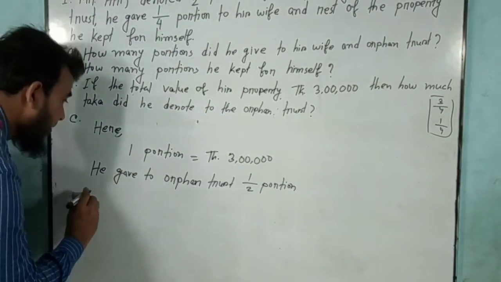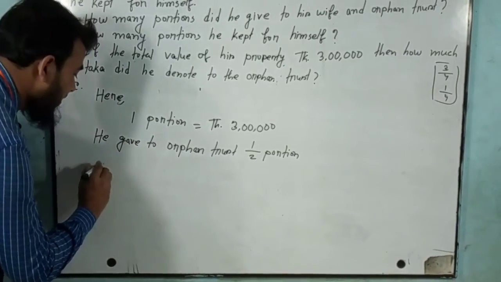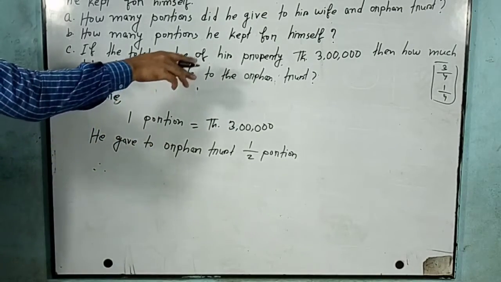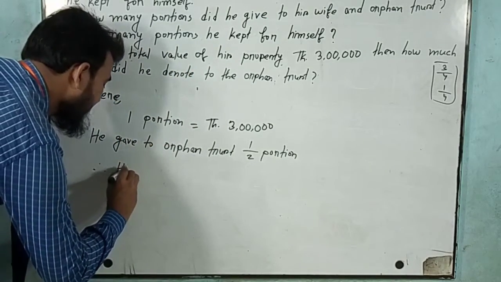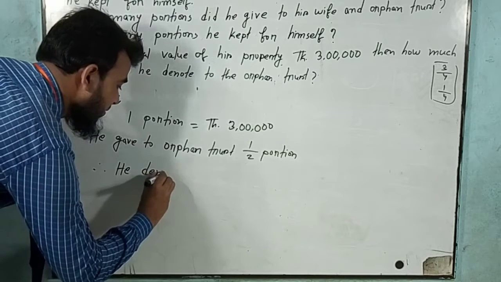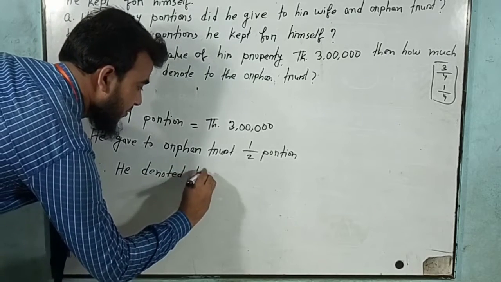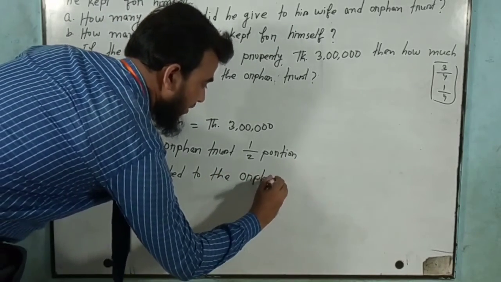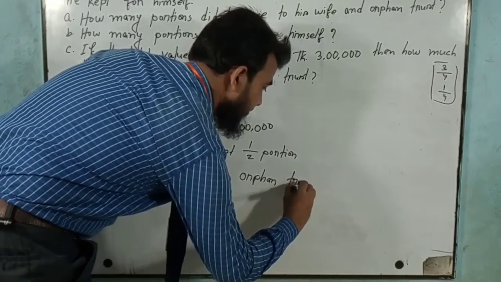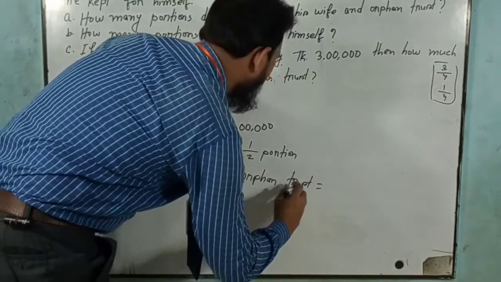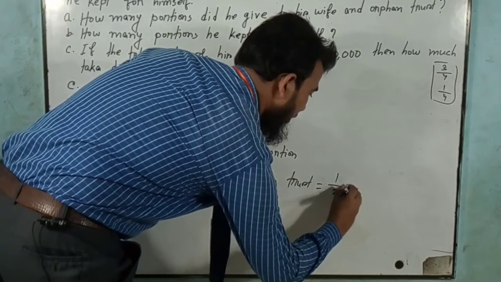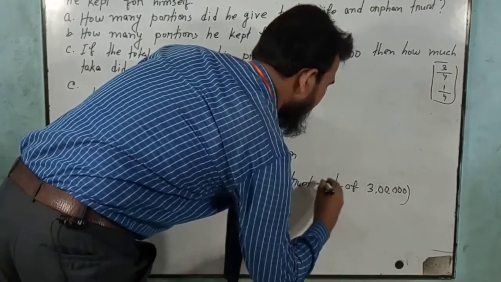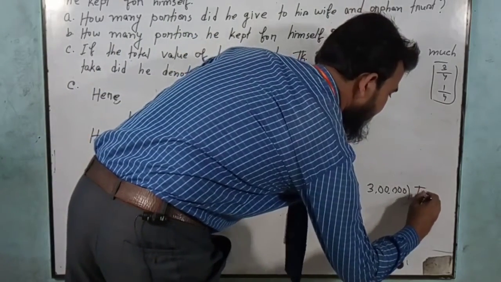So we can easily say that, therefore, how much taka did he donate to the orphan trust? It will be half of 3 lakh. You can write it taka.